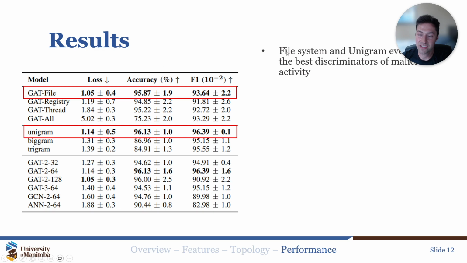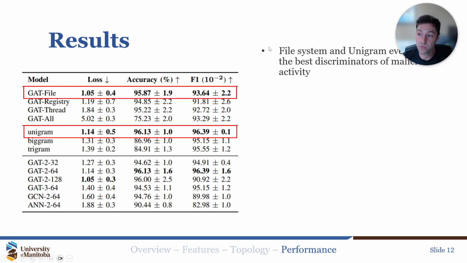So one thing to note is that file system actually performed best. When we're considering just the file system events, they had the most discriminatory power when it comes to identifying what's malicious and not. And that's simply because malware tends to create files, but also uses APIs where it's deleting itself very quickly, and that's very characteristic of malware.